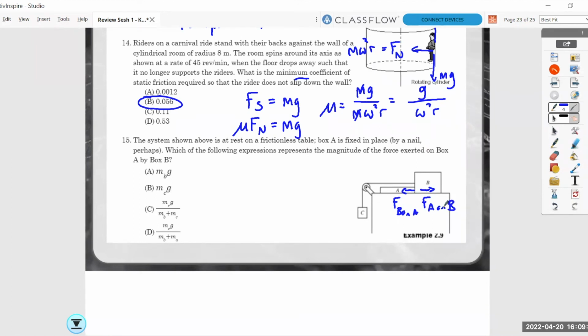Well, let's actually take a look at box B. Box B only has two forces in the horizontal direction. It's got this force that we're interested in, and it's got a tension force.